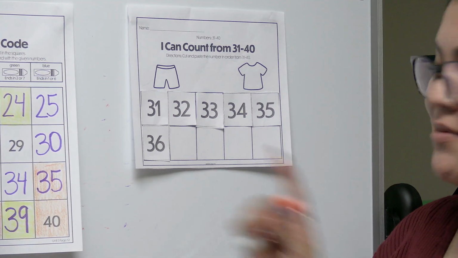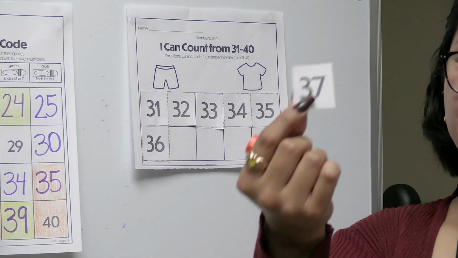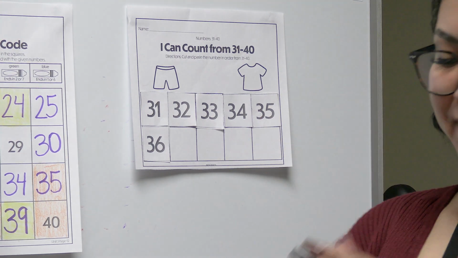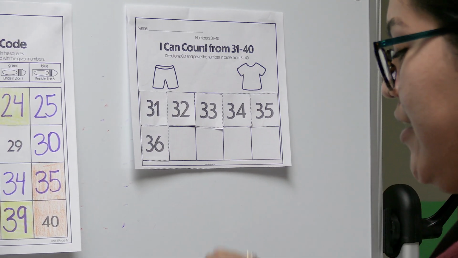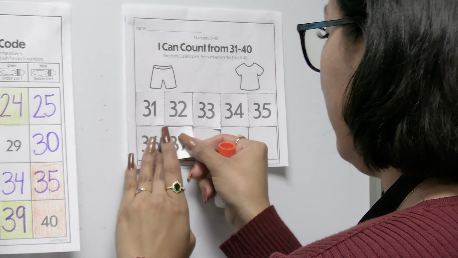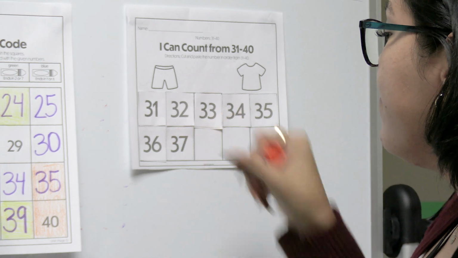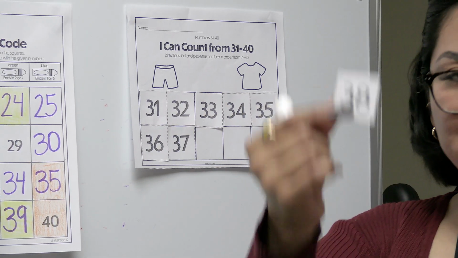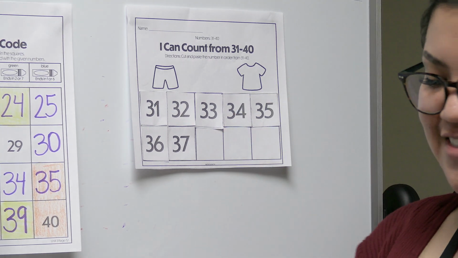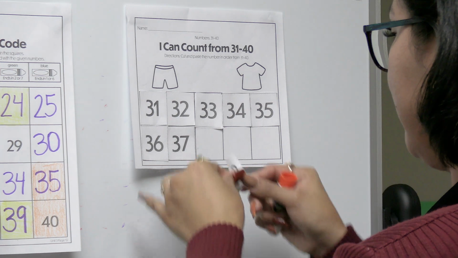Okay, our next number, 37. 3 and a 7. 37. What comes after 37? We have 38. So 3 and an 8, 38. And then we can place this right after 37.